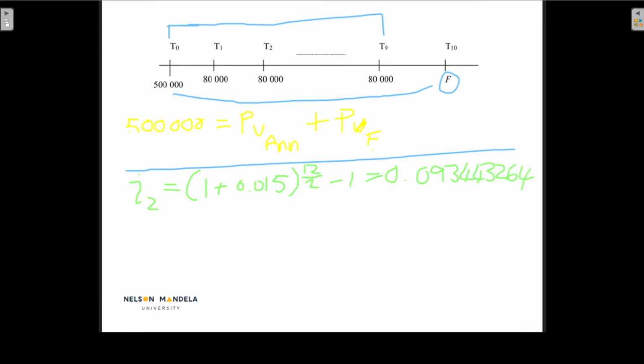Okay, so that is the interest rate that we are going to work with throughout. So to get back to this part here, my 500,000 rands is equal to the present value of my annuity. I use the formula for the present value of an annuity. My payment is 80,000 rands.